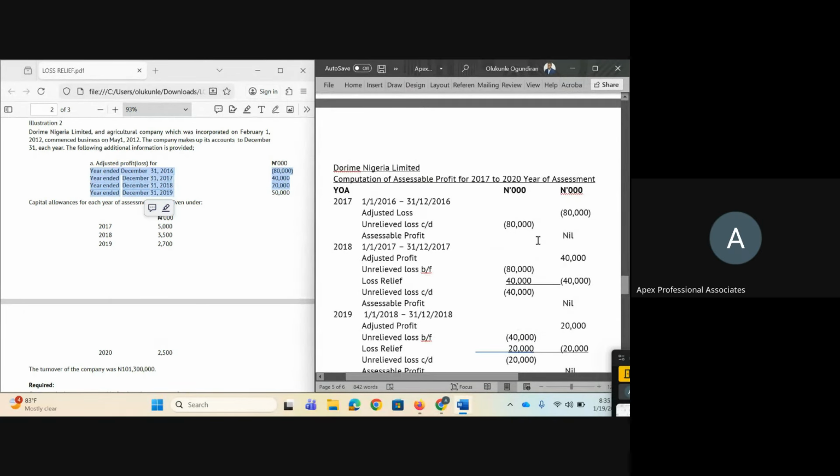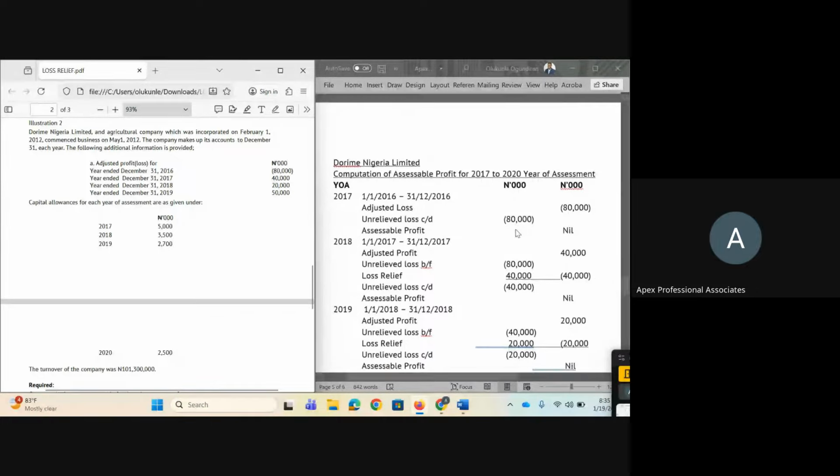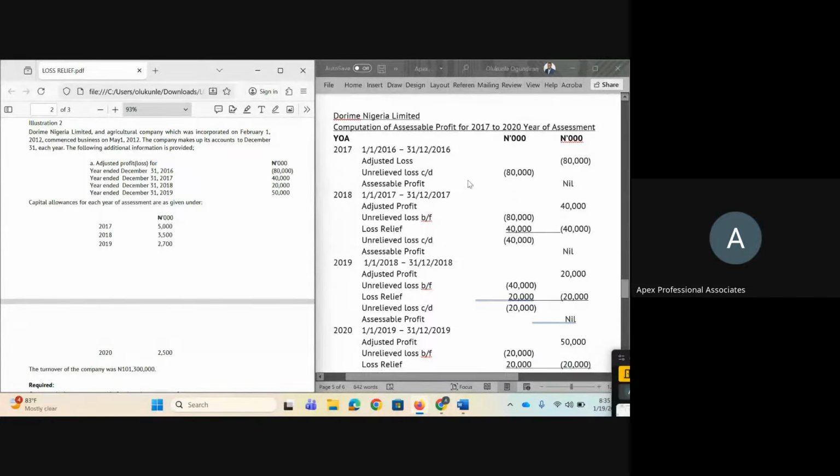Don't forget the idea of loss relief. Loss relief is that if you make loss, we will take it away from subsequent profit. So you have an 80,000 loss. This 80,000 loss is what you'll be taking away from the subsequent profit. The first year after, we have 40,000 profit. If you take 80 out of 40, you still have 40 remaining that can be taken to the next year. So we bring the 40 to the following year.